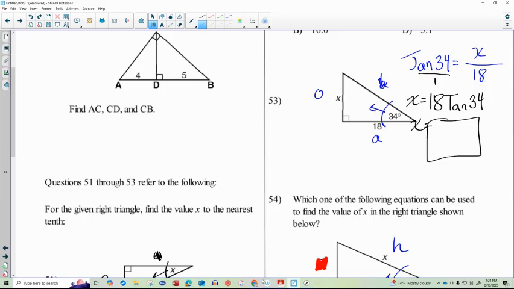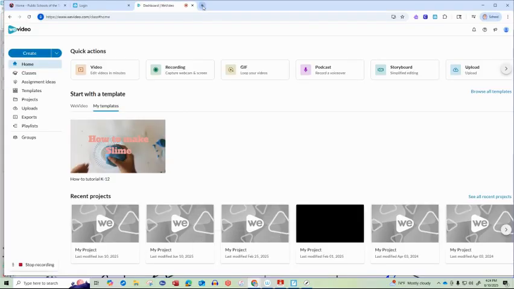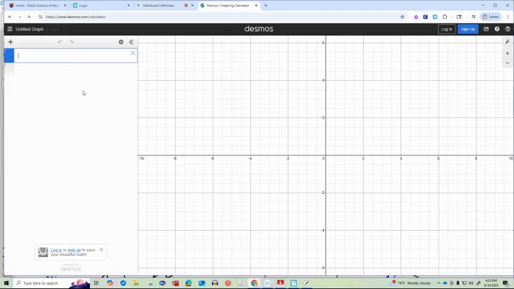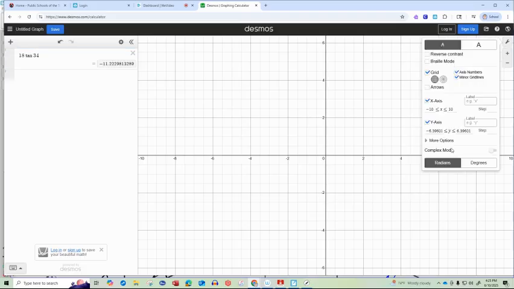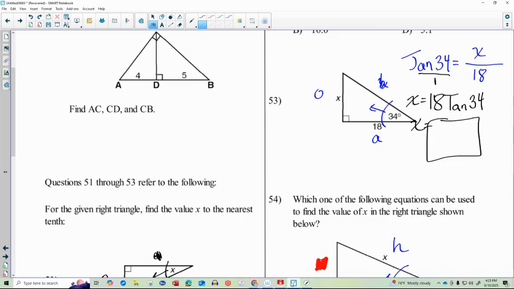Now, let me see if I have my 18 tan 34. I'm going to come over here and open up Desmos. I usually don't work with this calculator. So 18 tan 34, and notice how it gave me a negative. That means I'm in radians. That's okay, I can just switch this to degrees. And you can see if I round this off to the nearest tenth, it would be 12.1. So I'm going to say x is equal to 12.1.